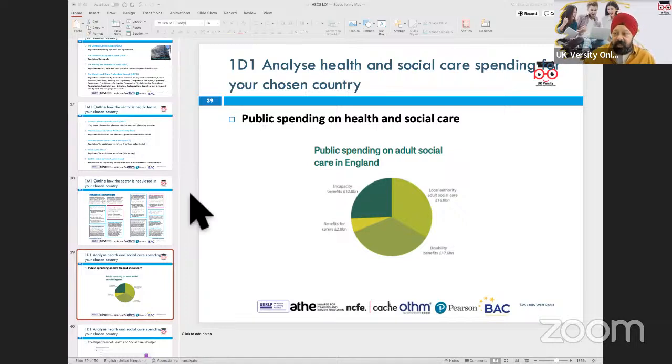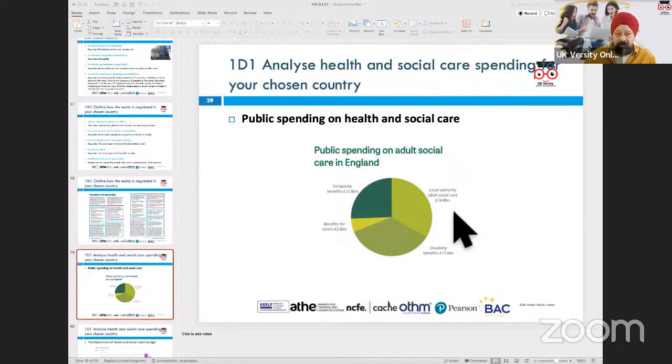So when I look at the spending across the budget which NHS England gets, it spends about 12.8% on incapacity benefits. There are benefits for carers, there are disability benefits, and then there is local authority and health and social care benefits, which it spends money on. So when I look at the analysis of the aspects of health and social care funding, the overall spending exceeds 209 billion as we know it today.